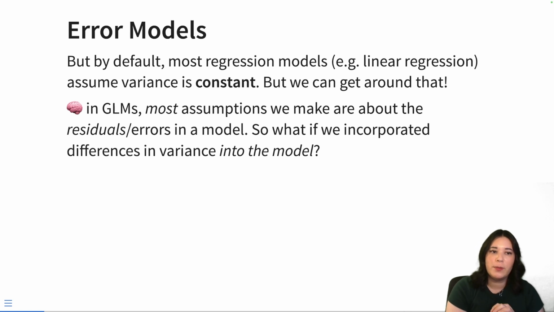Now, one thing to remember is that in GLMs, most assumptions we make are about the residuals or the errors of the model. So essentially, we're saying, hey, we know there's no homoscedasticity. Different groups have actual different variances within their group. But if we actually incorporate that into the model, then we no longer have the issues that we would normally have from violating that assumption.